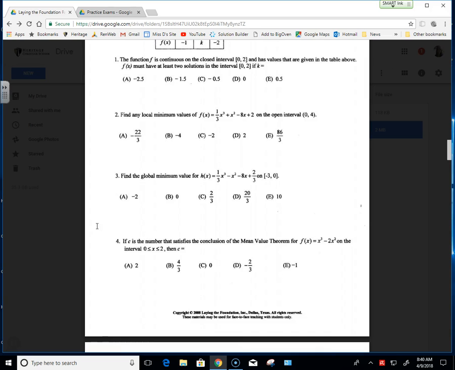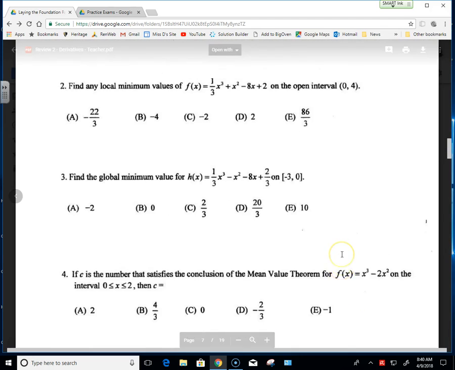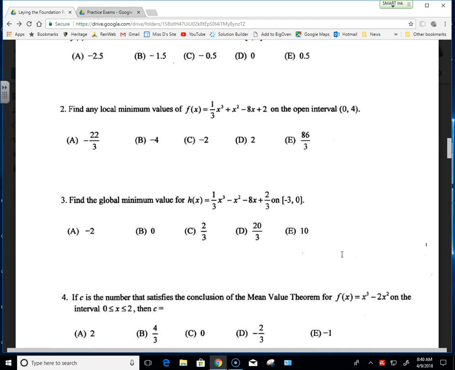Find any local minimum, so that's just looking for relative. We're not having to worry about endpoints or tables or testing the candidates or any of that. When you guys found the derivative, what critical numbers did you find for number 2? X equals 2 and negative 4. But in the interval, do I have to worry about negative 4? So then we should have just needed to worry about from 0 to 4, just looking at 2. What was the sign of the derivative before 2? It was negative. And then after? Which means that there is a minimum at 2.